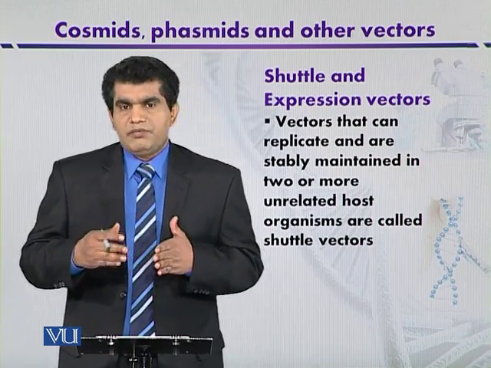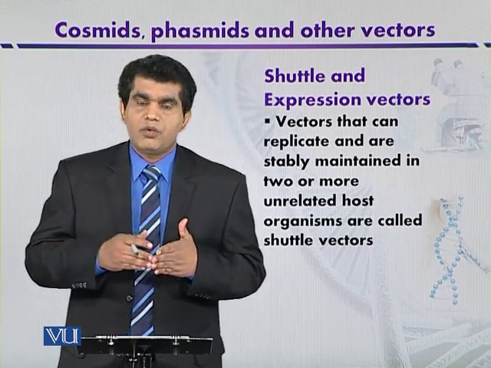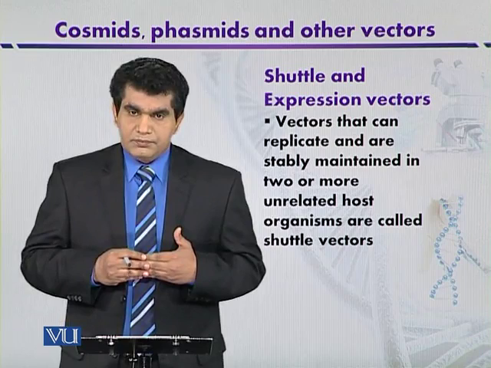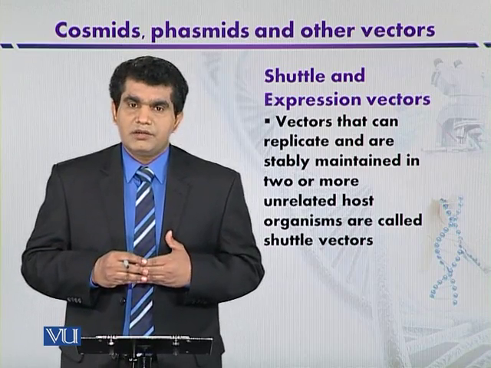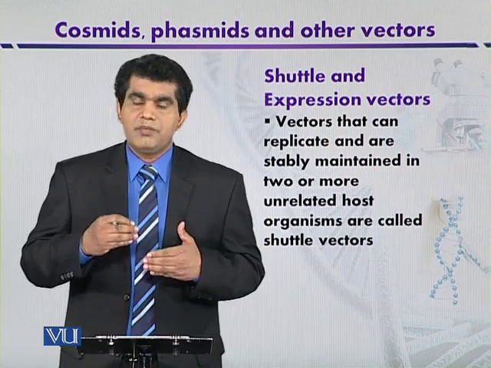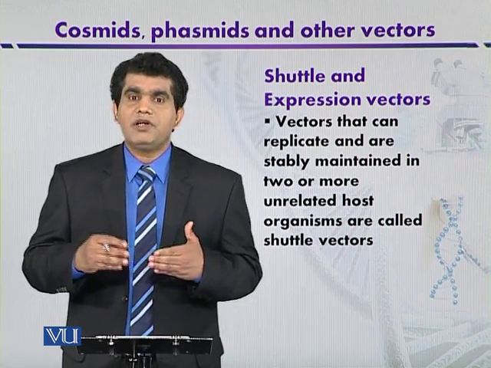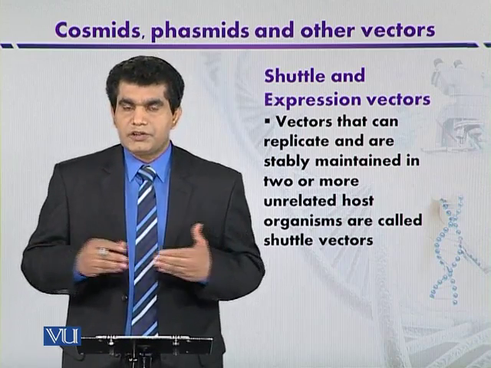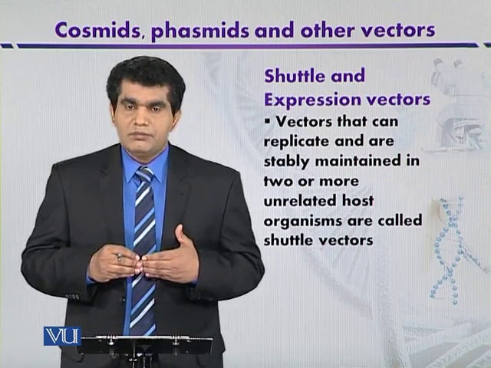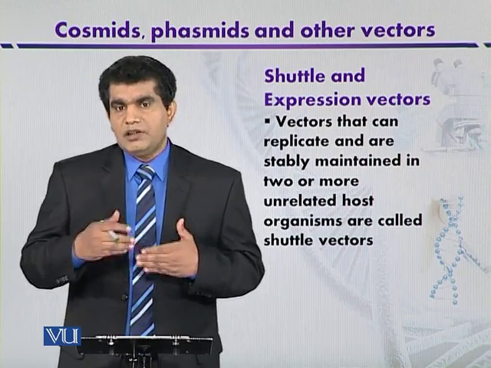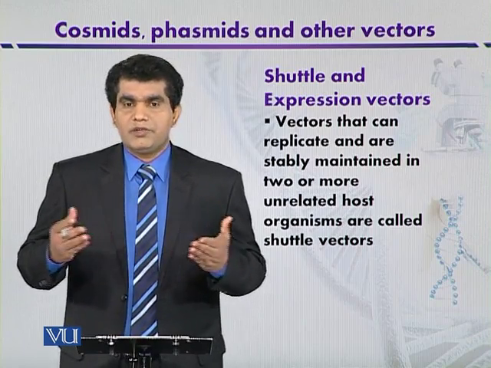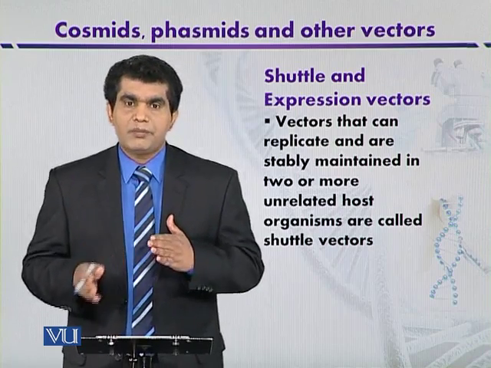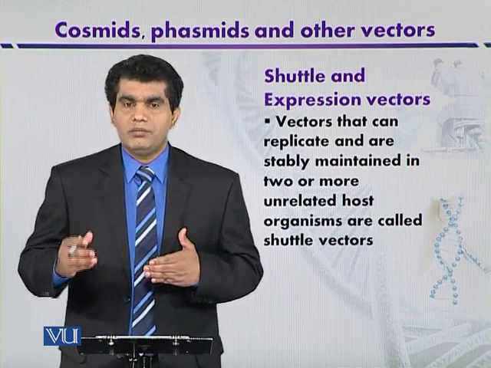Shuttle vectors, for example, if we are using them for Escherichia coli or the yeast, then there are certain limitations. One limitation is that the origin of replication of the bacterial plasmid will not work when the plasmid is used to transform yeast. This problem can be overcome by the use of another origin of replication from the yeast. So such shuttle vectors contain two origins of replication, one from the bacteria and the other from the yeast.